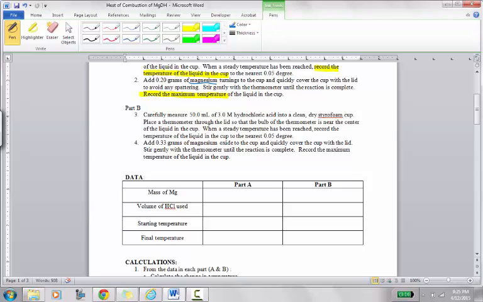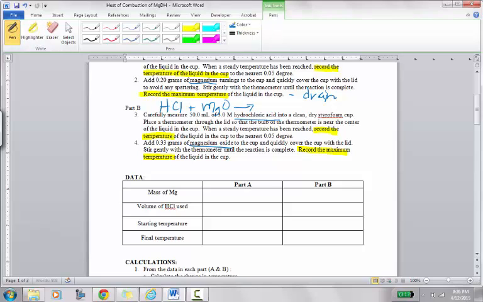In part B, you're going to do much the same reaction. I should say, before you move on to part B, you're going to dispose of the products of this reaction down the drain. You can dump them into the drain and rinse with a little bit of water, and then you can go ahead and reuse your styrofoam cup. In part B, you're going to start with hydrochloric acid once again. You're going to measure that out into your styrofoam cup, but this time instead of magnesium, you're going to add magnesium oxide, MgO. And again, you'll start with an initial temperature for the HCl. You'll combine the two of them, let them react, and then record the maximum temperature once they are done reacting.